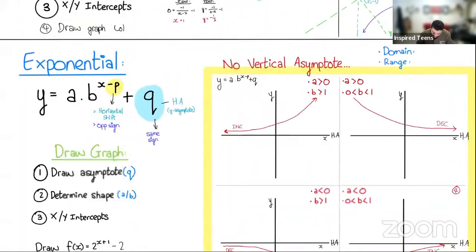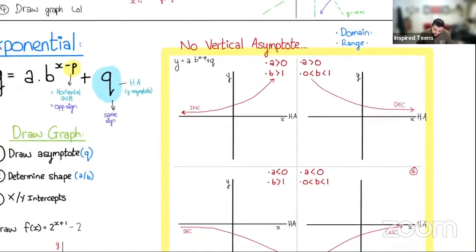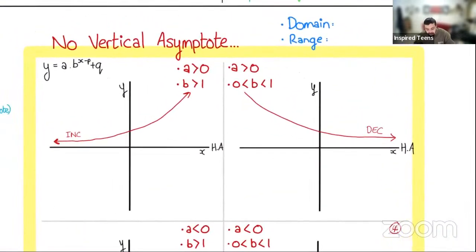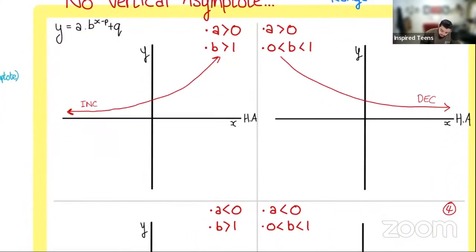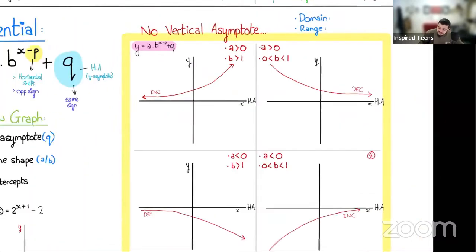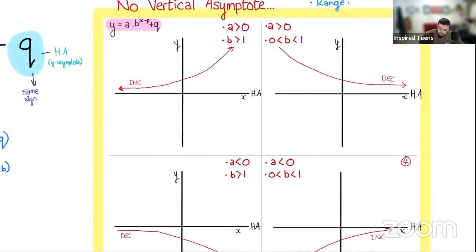Let's look at drawing, but before that, I have a table here representing the different kinds of exponential functions that we can deal with. Firstly, there's no vertical asymptote for any of them, and they all have the standard form y is equal to a times b to the power of x minus p, plus q. Now we're going to discuss the shapes of the exponential functions according to the variables.